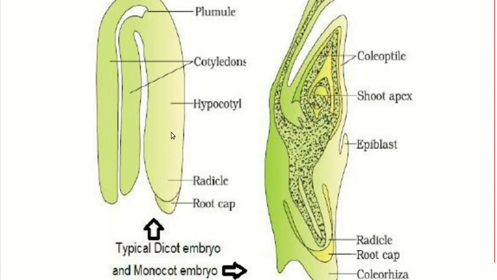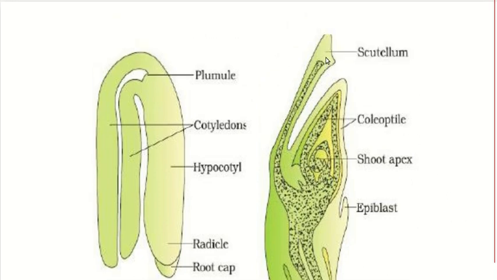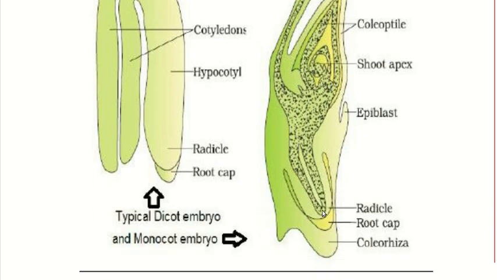The typical dicot embryo has plumule with 2 cotyledons, hypocotyl, radicle and root cap, and this is a monocot embryo where it has scutellum. Scutellum is the cotyledon, we call it scutellum. There is coleoptile which is going to protect the shoot apex, and there is epiblast, and the radicle is protected by coleorhiza, and root cap. The coleorhiza protects the radicle.